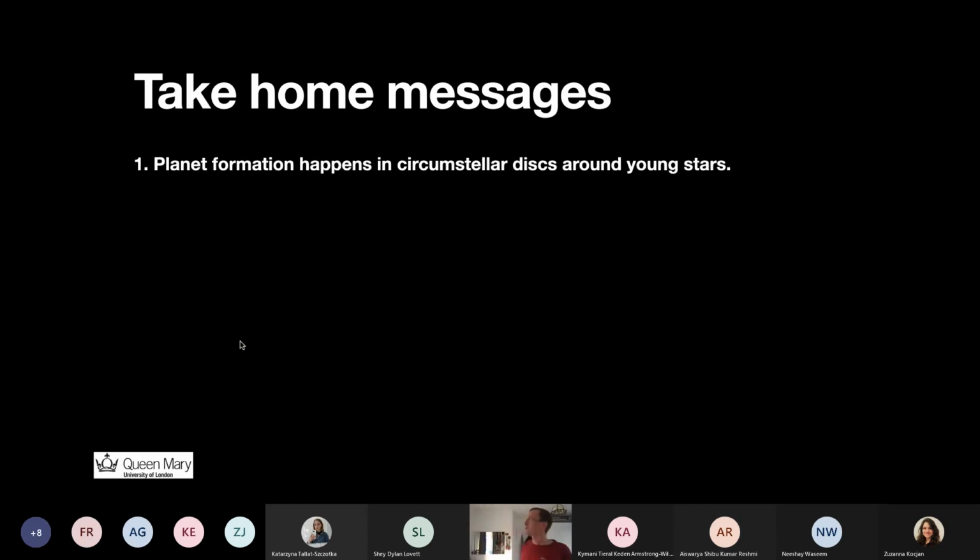Right, so 2 more things I want to do. Some take-home messages and then just a quick advert for something. So take-home message number 1, if you're feeling utterly lost, is just planet formation happens in these disks around young stars. And the second take-home message is that those young stars with their planet-forming disks form in these big groups.